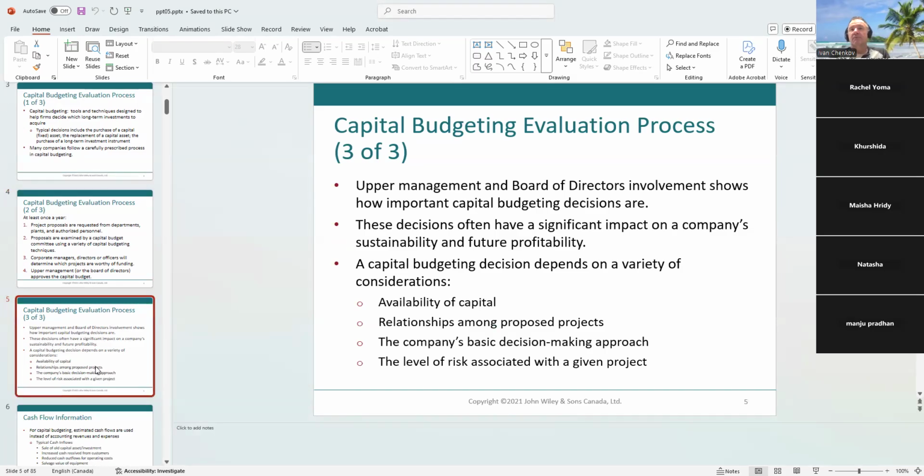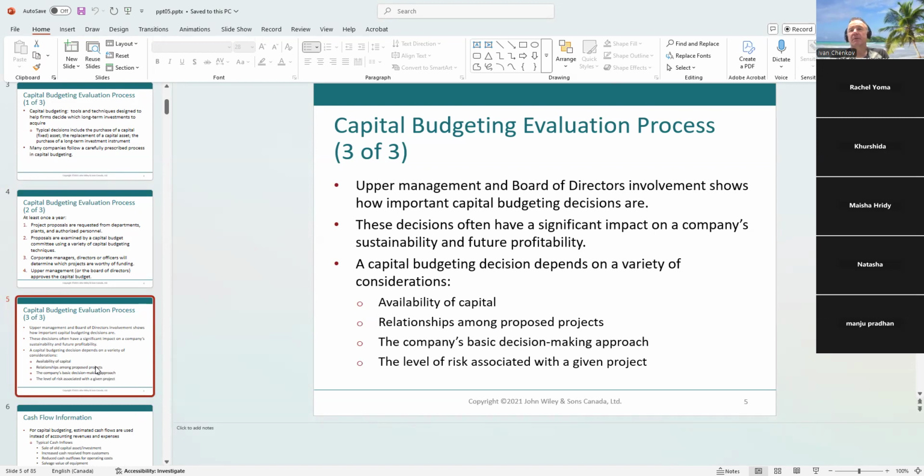A few things that we always have to keep in mind. First is availability of the capital. Do we have enough capital? Second, the relationship among the proposed projects. Which one is more profitable? Which one is less profitable? Which one to take? Which one not to take?